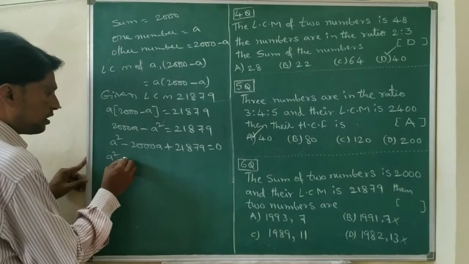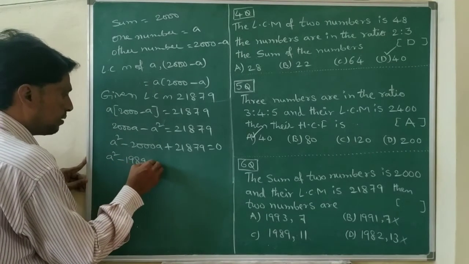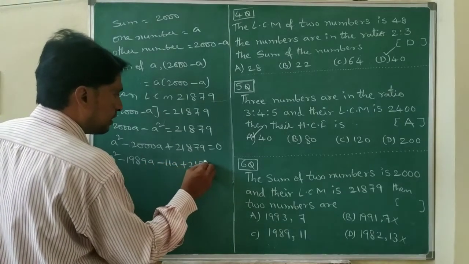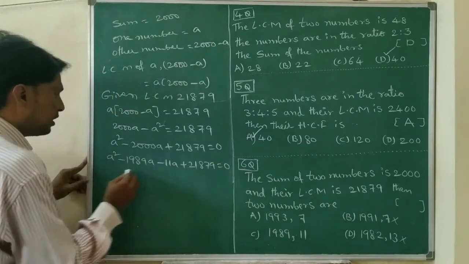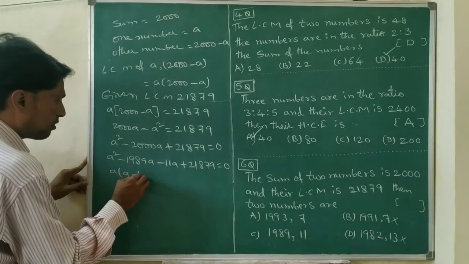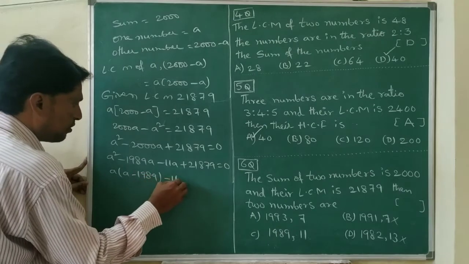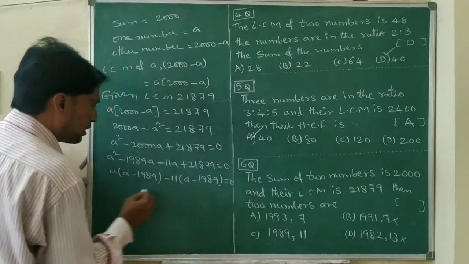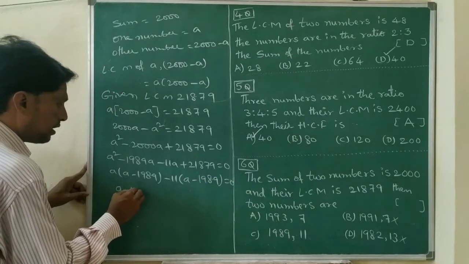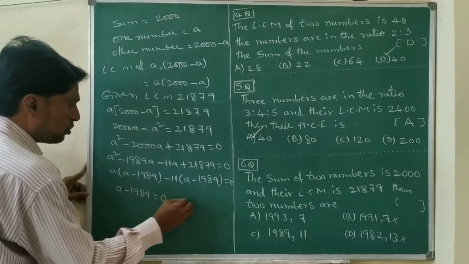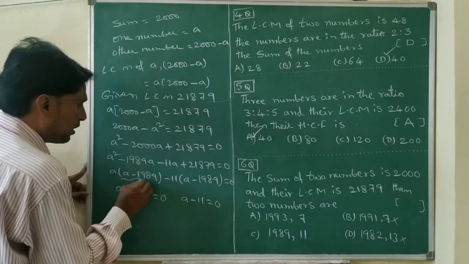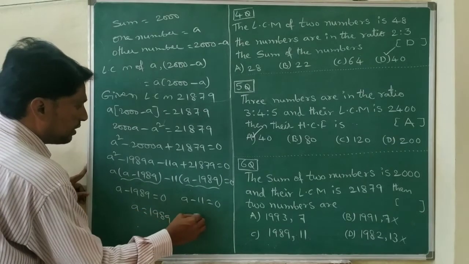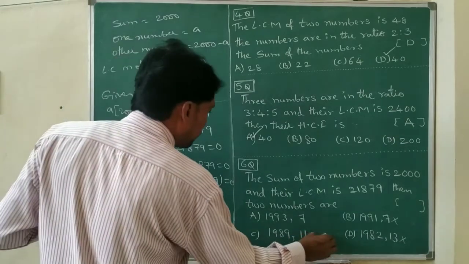So that one: A square minus 1989A minus 11A plus 21,879 equal to 0. So here we are taking A as common, A minus 1989, minus 11 we are taking common, A minus 1989 equal to 0. Now you can write each individually: A minus 1989 equal to 0, A minus 11 equal to 0. This is why I took the common. So A equals 1989 and A equals 11. So option C is correct.